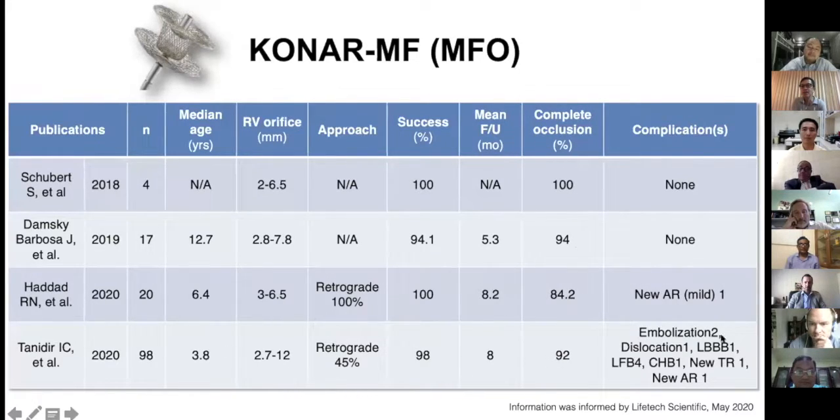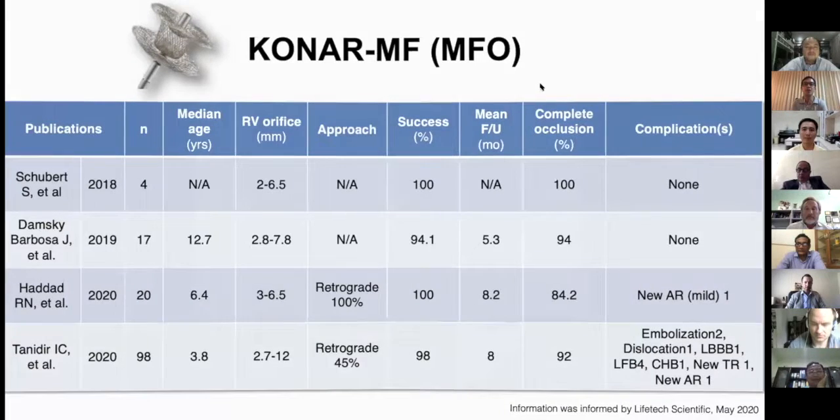With this embolization 2 cases, dislocation 1, LVBB 1, left fascicular block 1, complete heart block 1 case. I didn't have a chance to discuss with the author yet, but this is also an interesting thing that we need to explore. New tricuspid regurgitation and neo-aortic regurgitation are also an issue of this device, even if it's not very, very common.